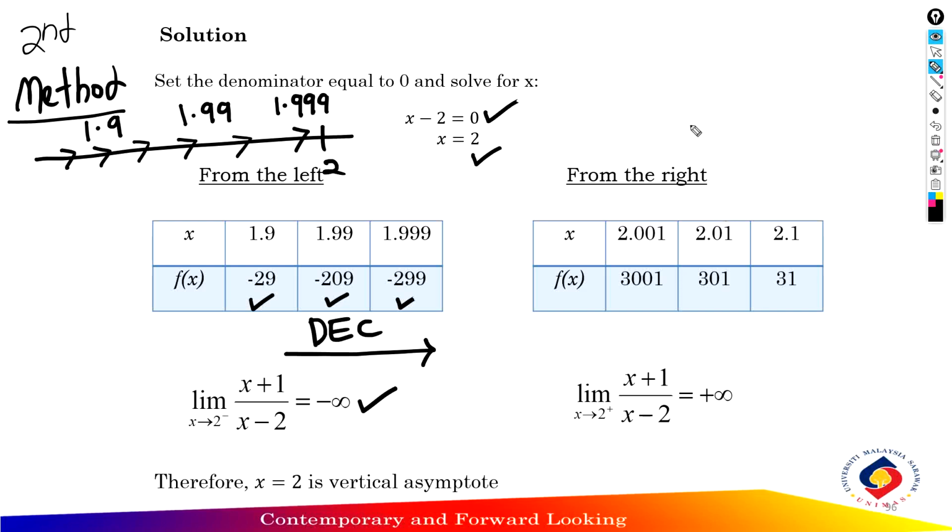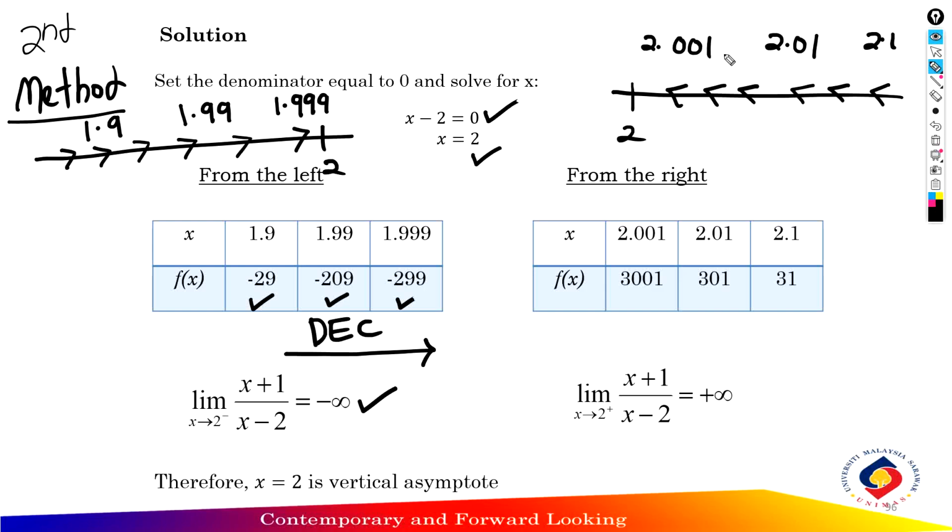Okay, and from the right of the function, the value of x equals 2. Take at least three values from the right. The first value is 2.1, then 2.01, and then 2.001. Substitute into the function, and from the right f(x) equals 31, 301, and 3001.